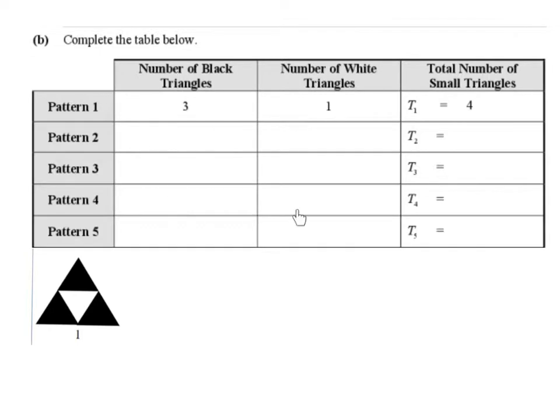So now we have to fill in the rest of the table. We have to look at pattern 2 or term 2 and write in how many black triangles, how many white triangles, and then add them up. Then we have a look at term 3, look at the black triangles, the white triangles, then add them up. Pattern 4, the number of black triangles, the number of white triangles, add them up. And then pattern 5, the number of black triangles, the number of white triangles, and add them up. So we wouldn't have actually drawn out pattern 5, but hopefully by the time you've filled in the rest of the table, you can see what's happening with the numbers.